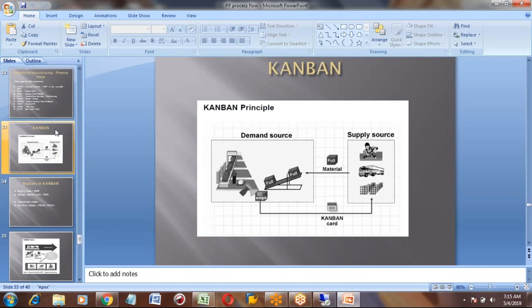Now, if you come to SAP, doing a Kanban is very easy. The principle itself is why we bring it in: you don't want to waste time, you want to make the process simple. So in SAP also, the process is very simple.